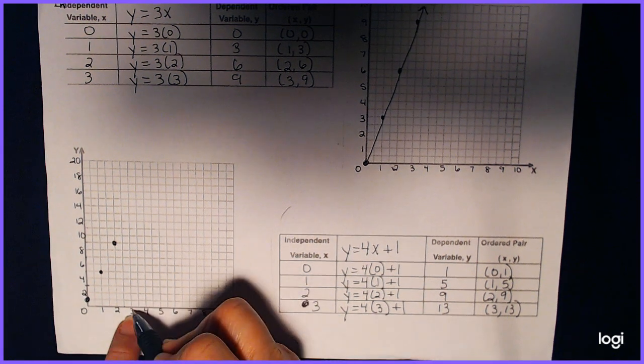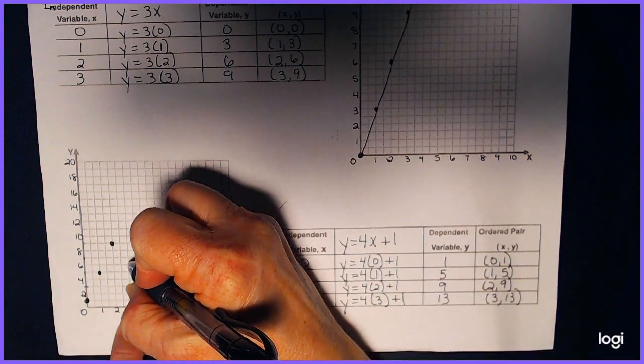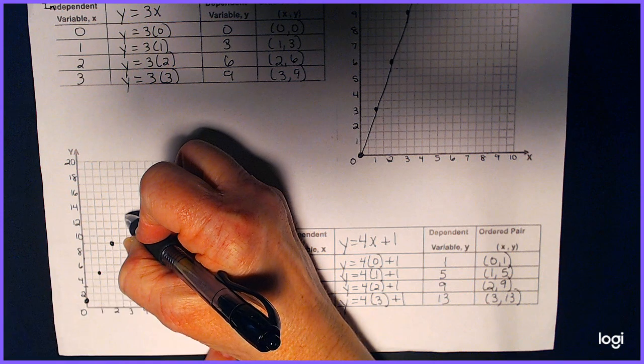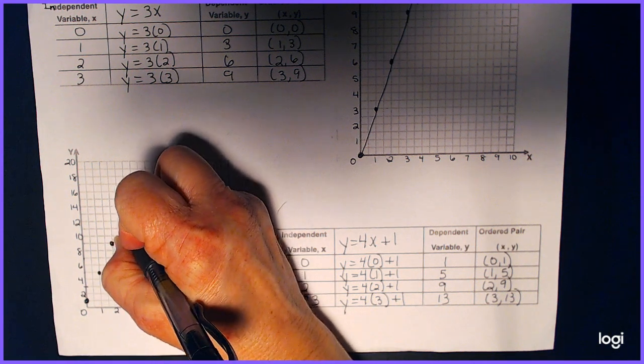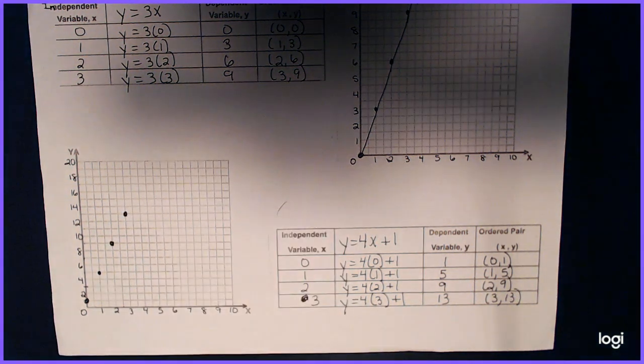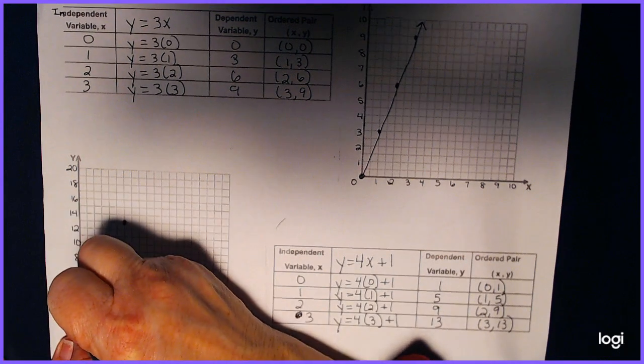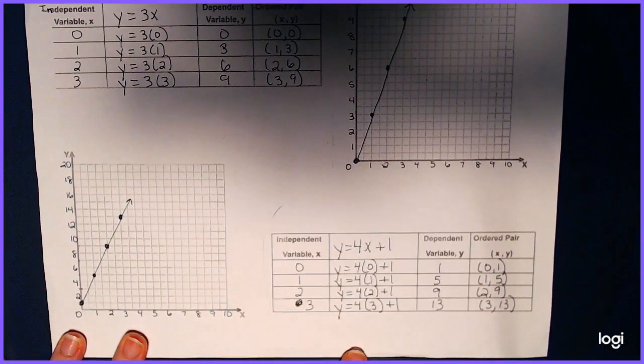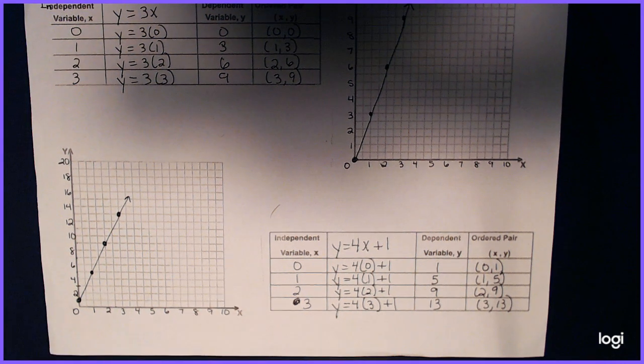So here's my 3, and I have to go all the way up to, looks like 13 is going to be right there for me. I'm going to put a dot. And if I start here, I can draw my line. And this is what our equation would look like when we graphed it.